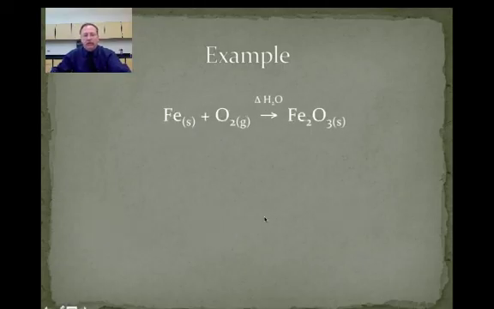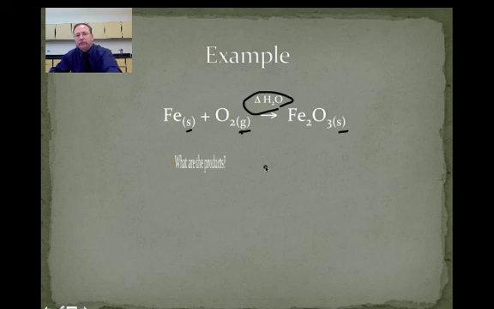Another example. Here we go. We're talking about Fe plus O2 producing Fe2O3. Okay. We notice that we have these things afterwards. We'll talk about those here in just a second. And we also notice that we have this, and we'll talk about that here real shortly. But right now, let's just look at this example.